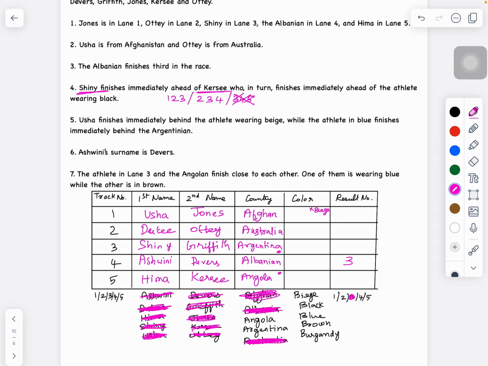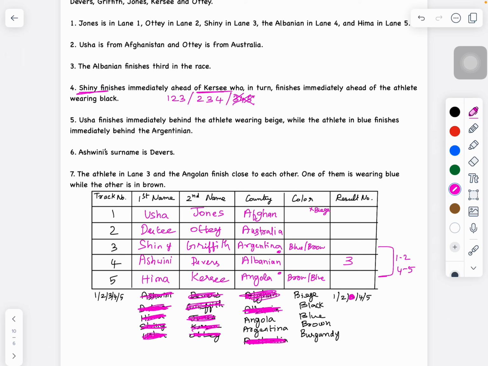Which means these 2 people will have to be in consecutive rankings. Already third rank is taken by Albanian. So it has to be either 1-2 consecutive ranking or 4-5 consecutive ranking. Only these possibilities are there. One of them is wearing blue while the other is wearing brown. So if Shiny is wearing blue, then Hema will be brown, or if Shiny is brown, Hema will be blue. We don't know which of these 2.